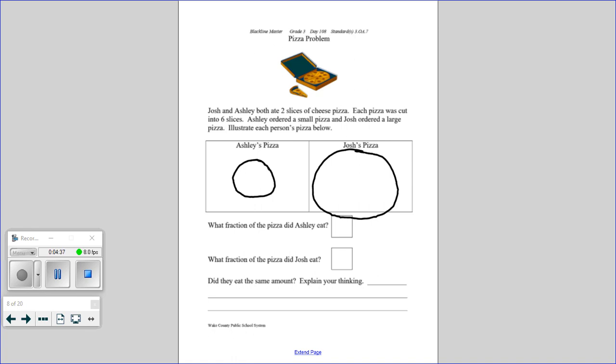Both pizzas were cut into 6 slices. In order for me to do that, I need to partition them into 6 slices. Alright, so each pizza is partitioned into our 6 total slices. The very first sentence is they both ate 2 slices. So what I would like you to do is color in the section of the slices that they ate.